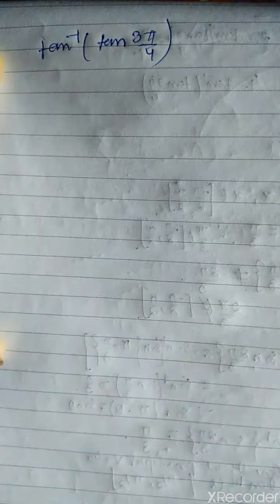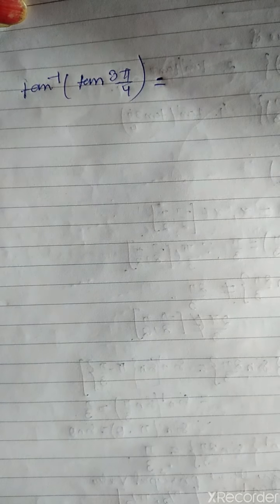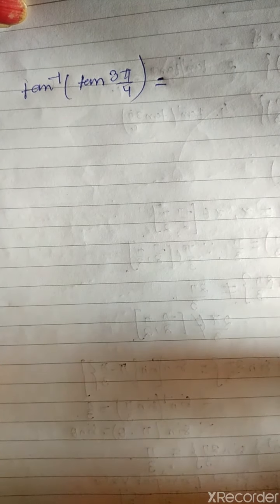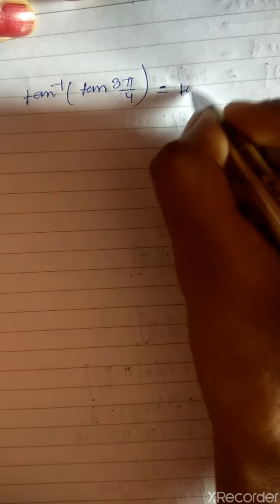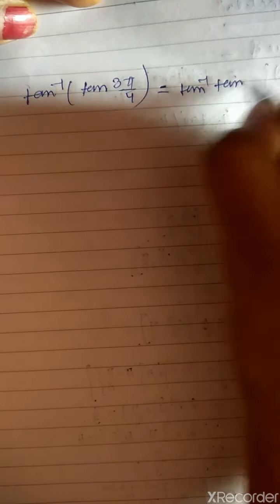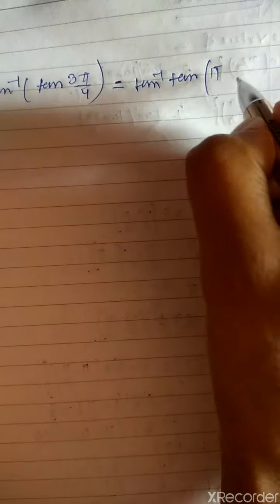So now let us change this value. Now tan inverse of tan 3 pi by 4. 3 pi by 4 can be written as tan inverse tan of pi minus pi by 4.